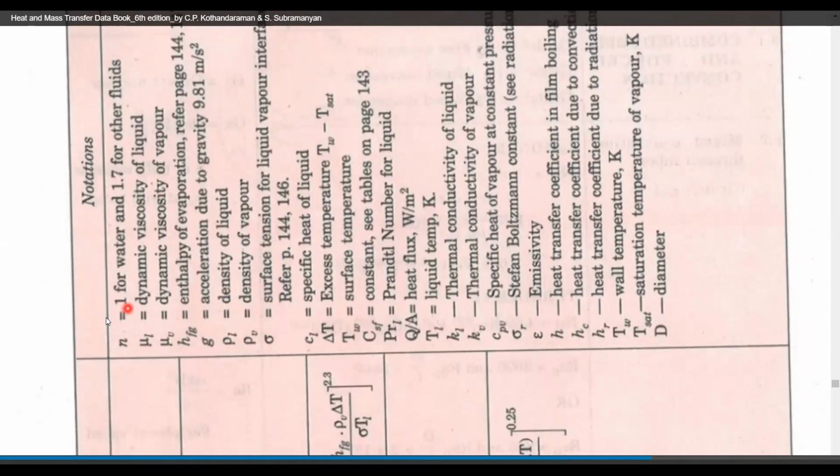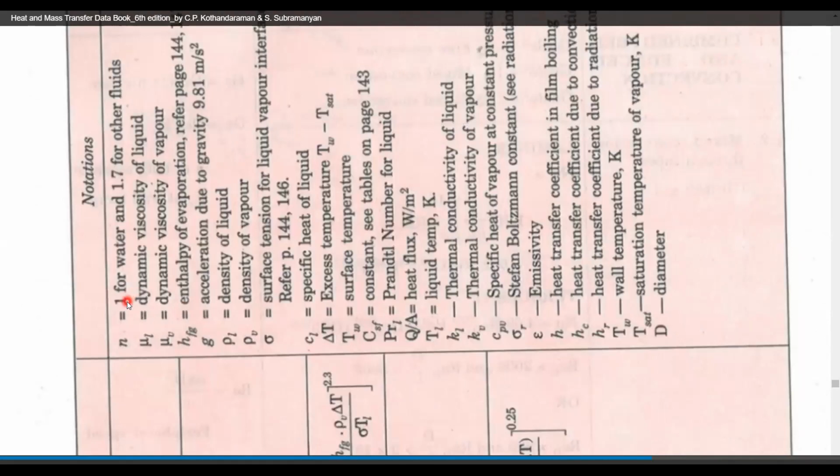CSF is a constant. HFG is again the enthalpy of evaporation, the Prandtl number PR, and N is a constant, or it is the index. So in the notation, he has given everything. For small n, we have to take 1 for water and 1.7 for other fluids. But in this problem he has given water, so you take n equals 1.